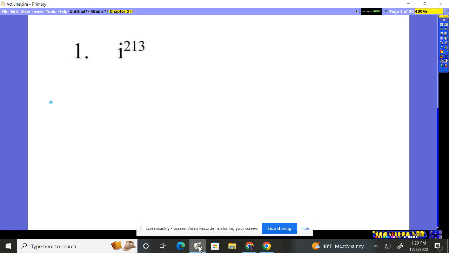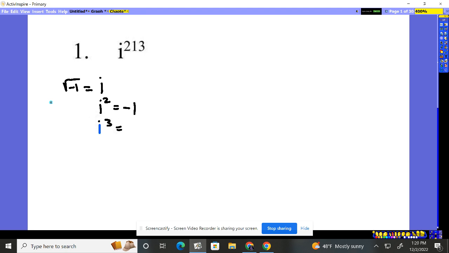Number one, we want to figure out what this simplifies to. Now, remember, i to the first is just i, which represents the square root of -1. That's what i is. When I have an i squared, well, i squared is the square root of -1 times the square root of -1, which gives us -1.